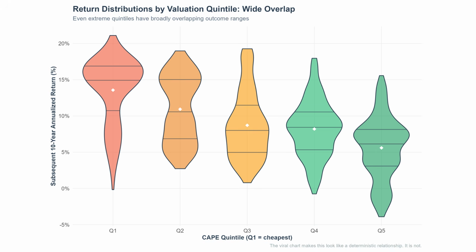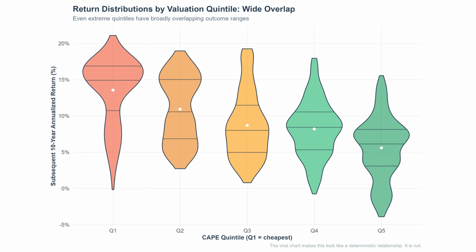Yes, it is true that the average return in the cheap bucket is higher than the average return in the expensive bucket. The median shifts down. But the ranges massively, overwhelmingly overlap. The fat parts of the violins overlap. Exactly. The best outcomes in the most expensive market bucket are significantly better than the worst outcomes in the cheapest market bucket.